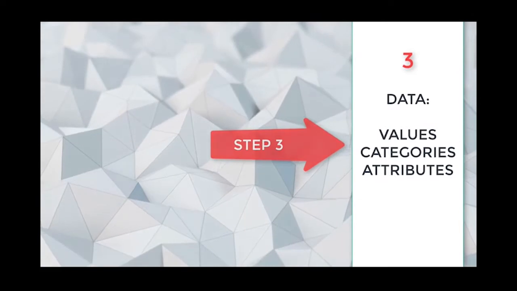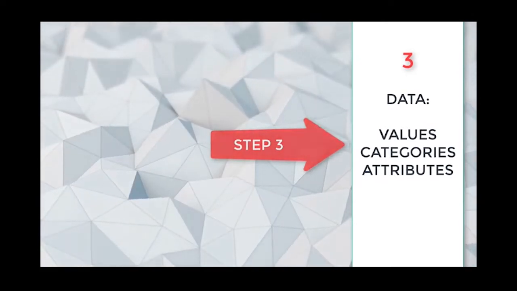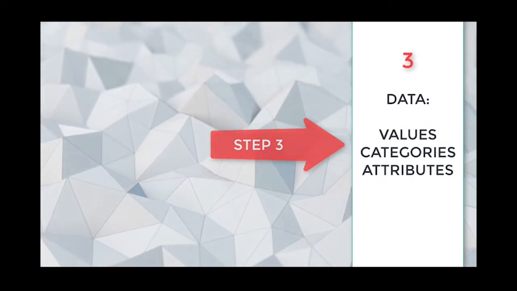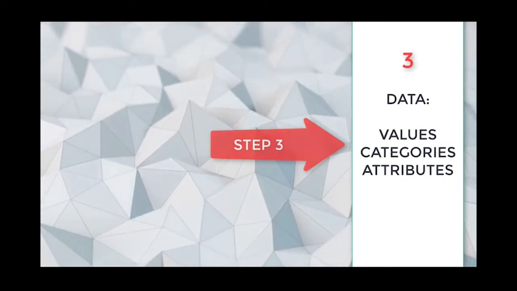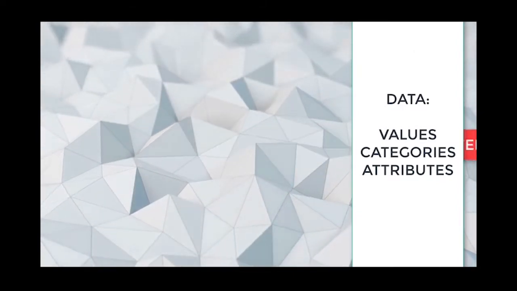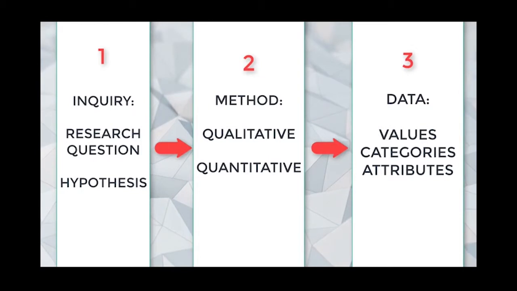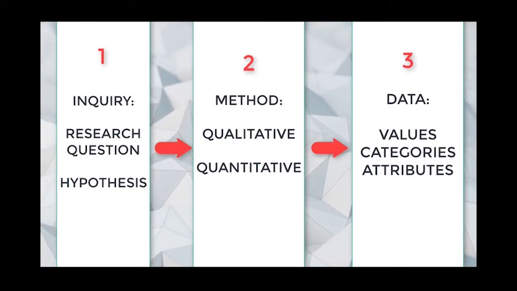Step three, collect your data. You may collect values, categories, or attributes, or you may use a combination of any of these. In review, we can see the importance of each step of the research process, where we make decisions about inquiry, method, and data.